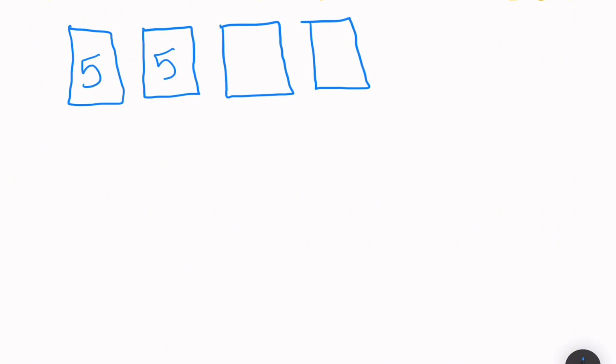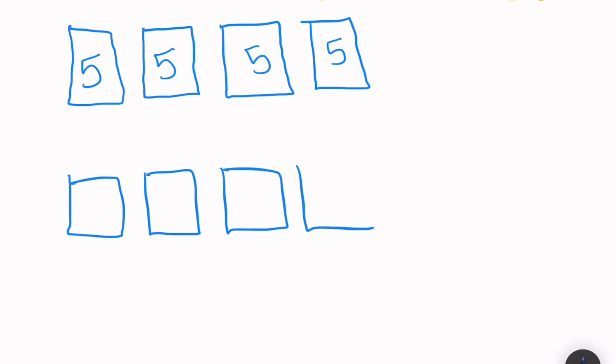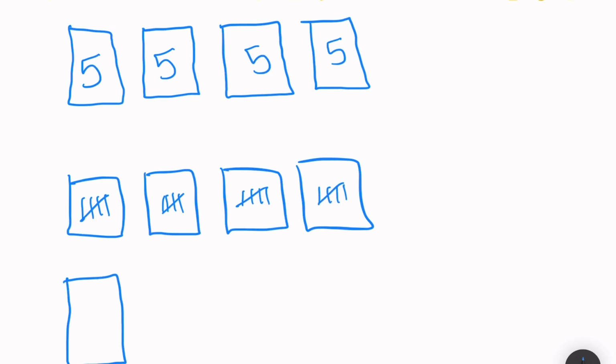There's a few different ways I can represent this. If I like numbers, I can literally just put the number 5 in each pack to represent the sticks of gum. However, I could also use tally marks. 1, 2, 3, 4, 5. 1, 2, 3, 4, 5. And those are my 5 sticks of gum in each pack.